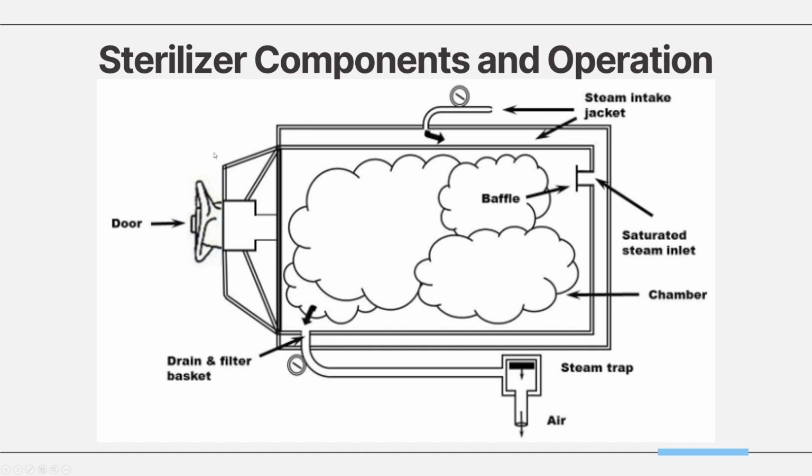And the door, which is typically locked during a cycle. If there's a cycle going on, you cannot open it until the pressure inside the chamber, that's what we call the chamber, goes down. And of course, we have the drain and filter baskets here and the steam traps. And we'll get more into detail about this in the next couple slides.